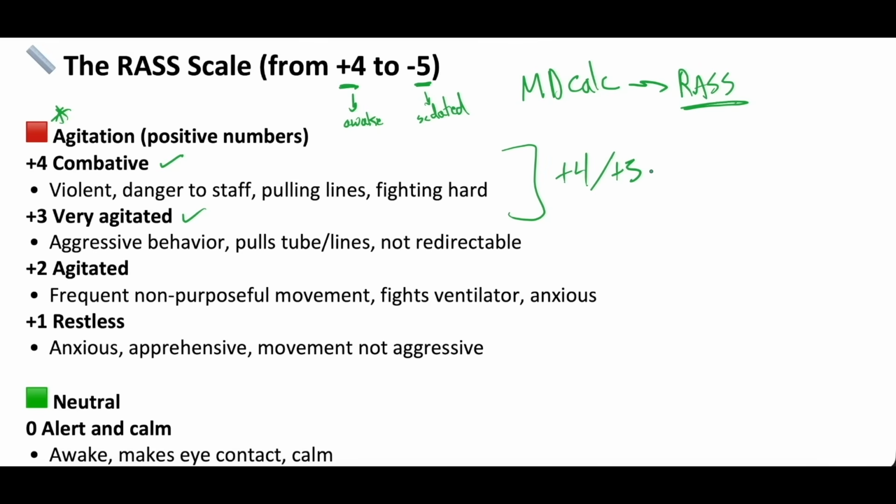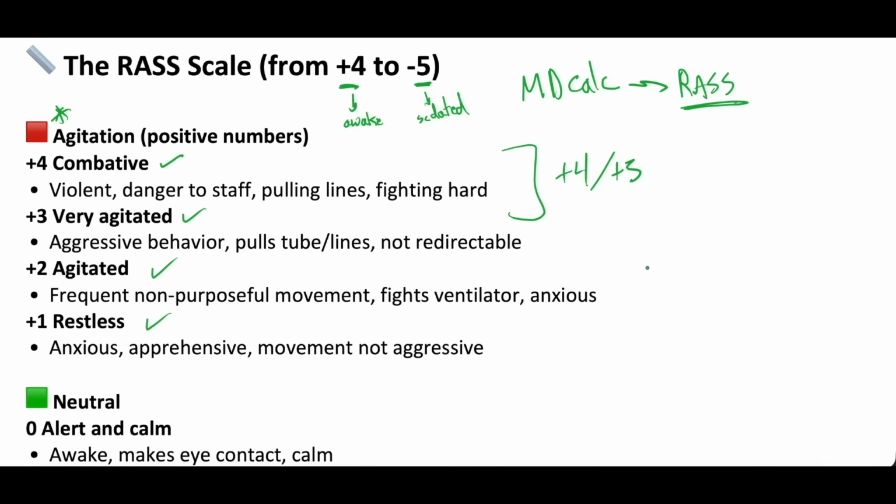+2 is mildly agitated, okay? They might have frequent non-purposeful movements. They might fight the ventilator a little bit. They might appear anxious, but they're not having aggressive behavior. They're not trying to pull out their lines. They are redirectable. So at +2, we're getting closer to the goal, which we'll get into after this. +1 is just restless.